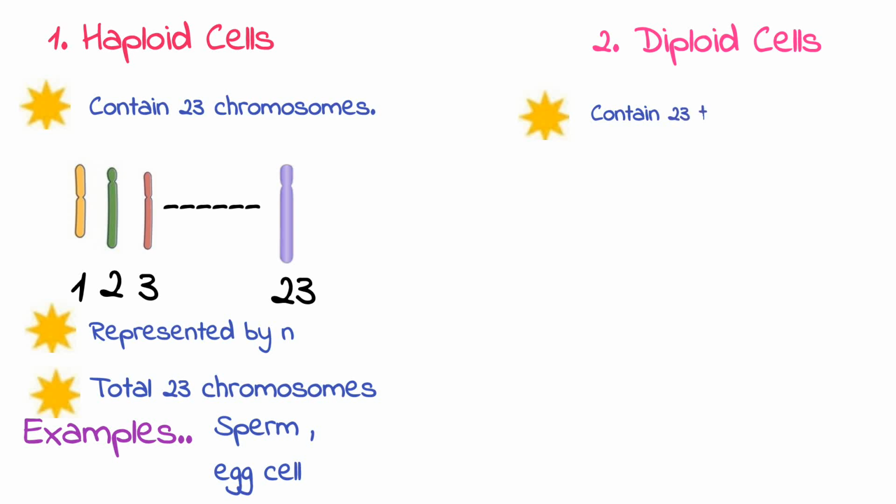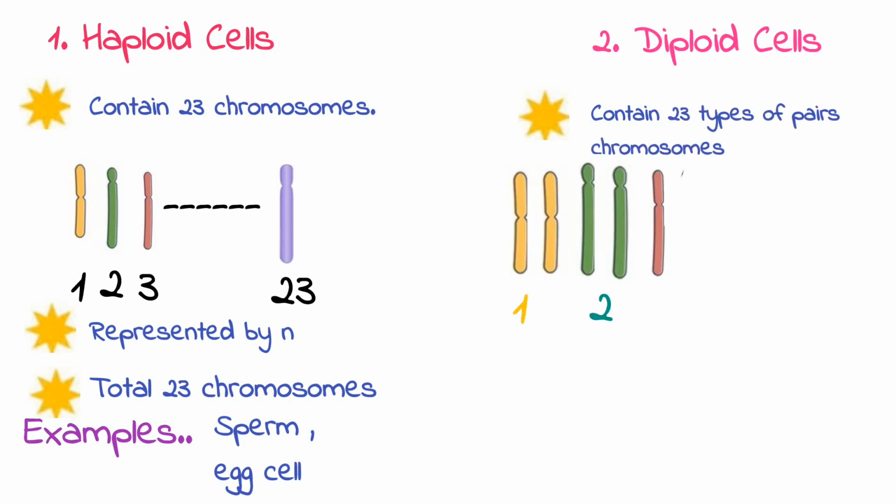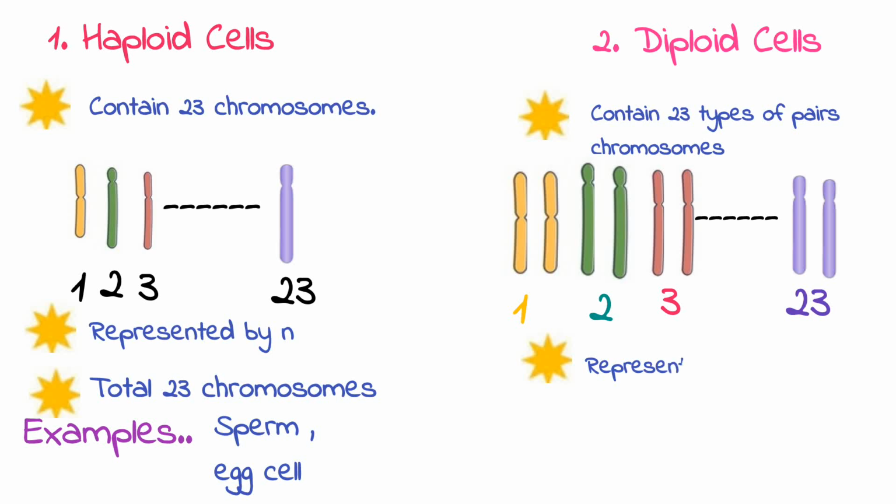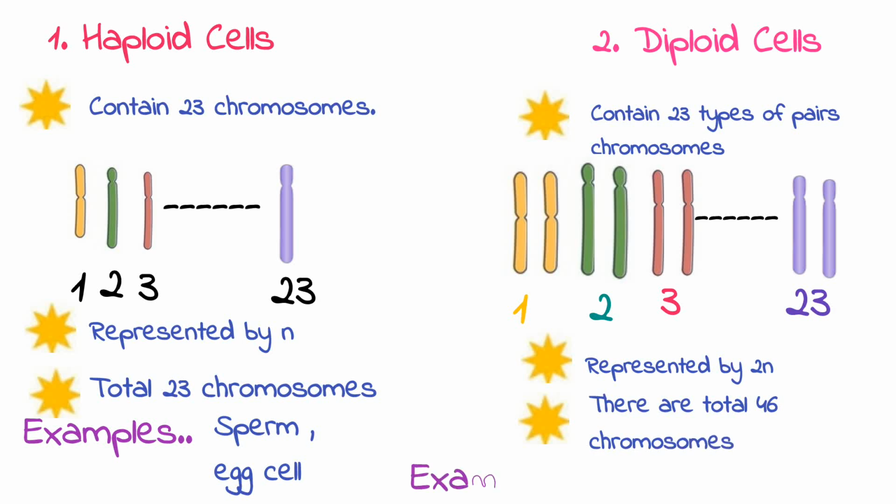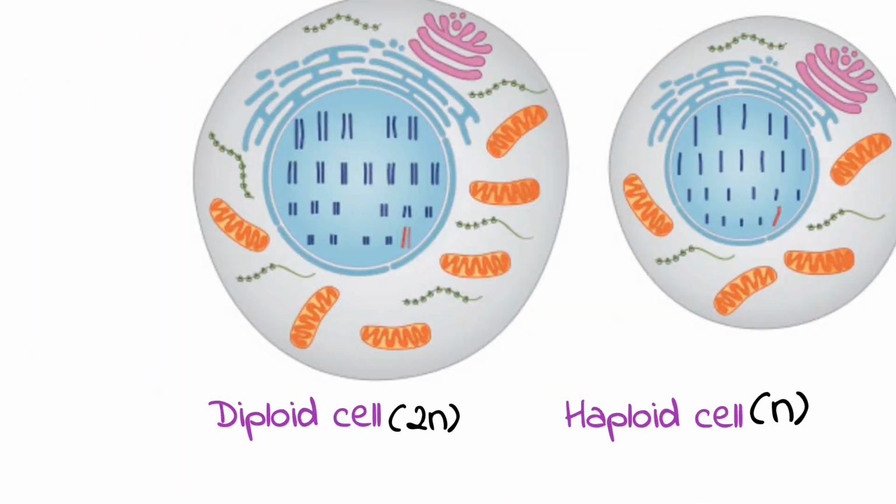On the other hand, diploid cells also contain 23 types of chromosomes, but each chromosome is present in pairs, not in single form. As each chromosome is present in pairs, diploid cells are represented by 2N. And the total number of chromosomes is 46. Examples of diploid cells are all body cells except sperm and egg cells. Here we show haploid and diploid cells.